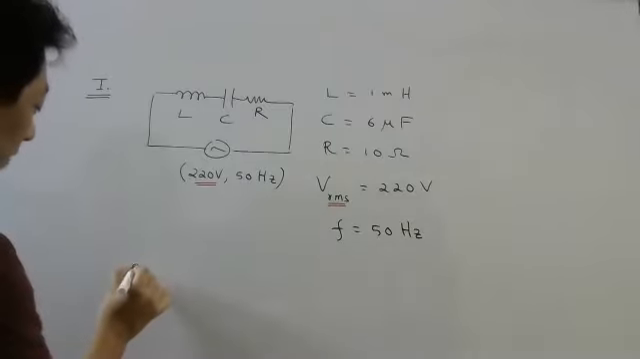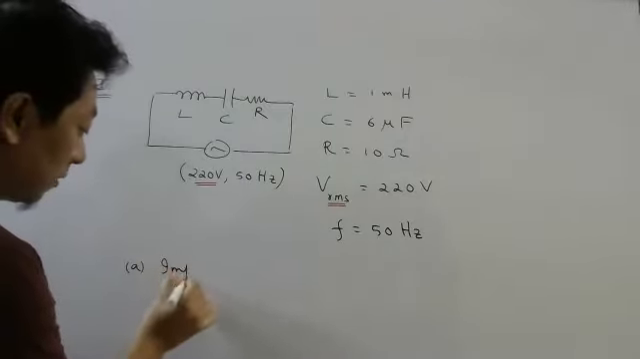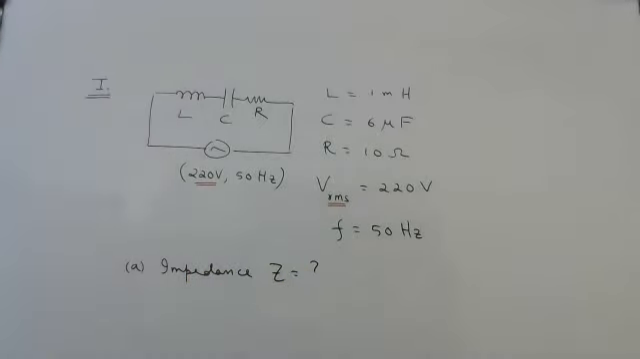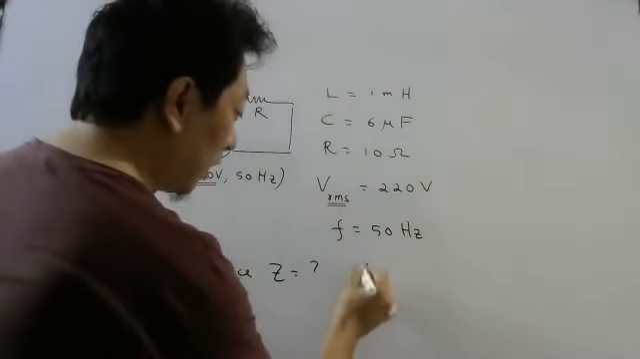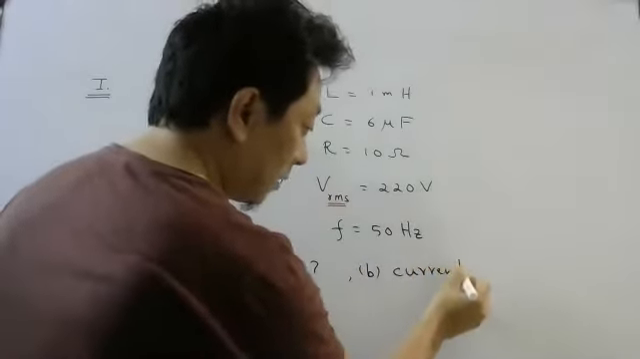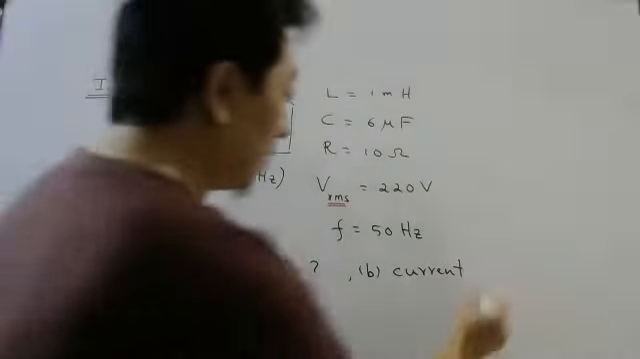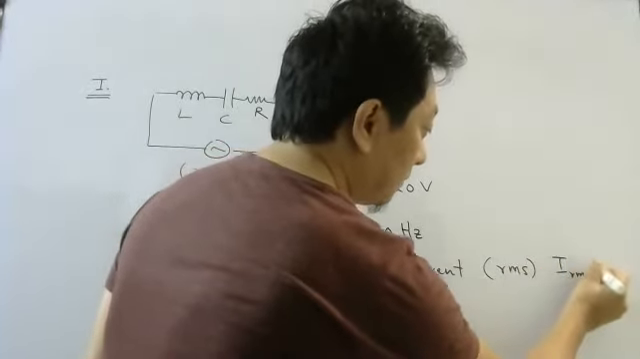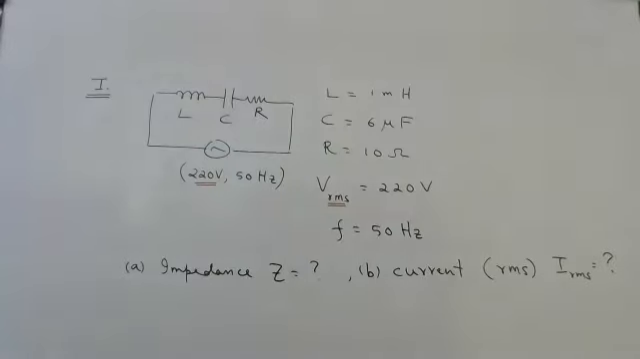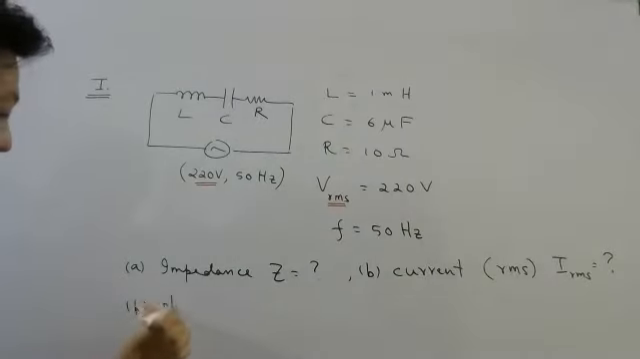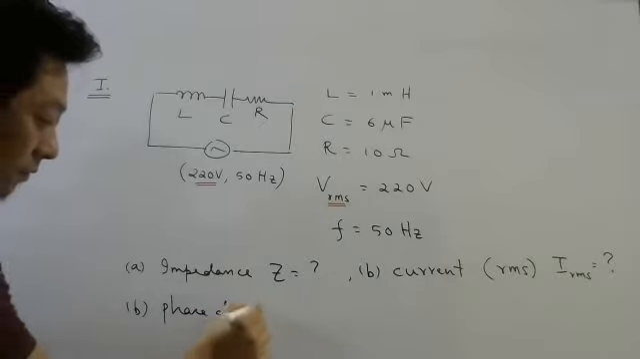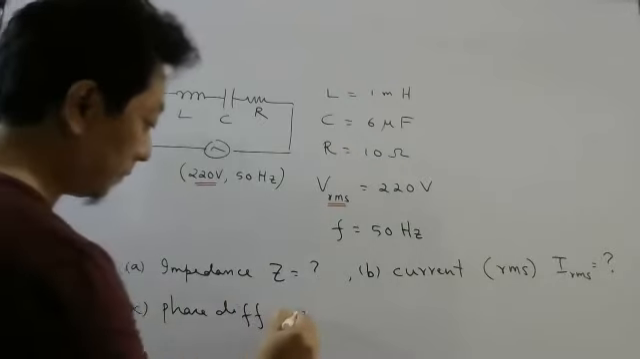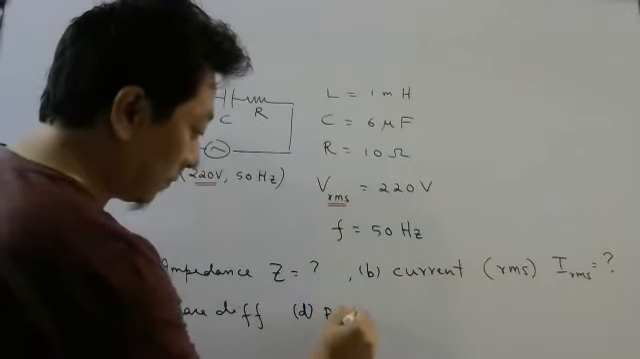Many things they can ask. The first thing is they can ask you impedance. Then they can ask you current. If they say only current, it means always RMS current, IRMS. Then they can ask you phase difference. Then they can ask you power factor.